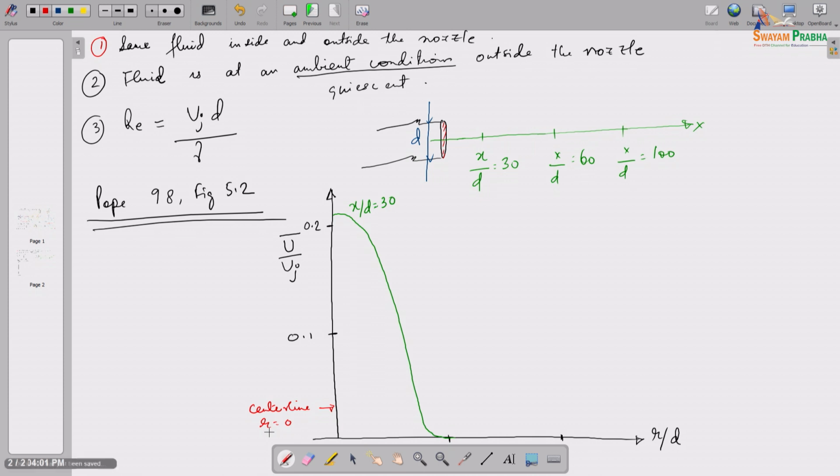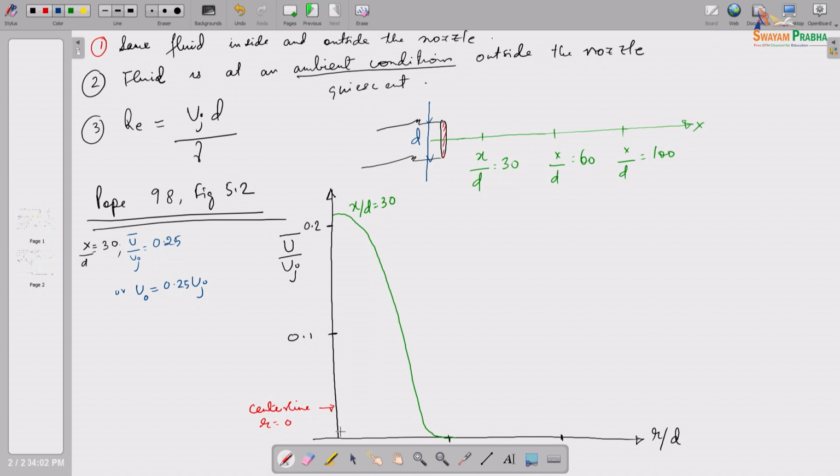So, for x by d equal to 30, u mean is equal to say 0.25, or you can say that this one is a central line. So this is actually u mean, this is actually the central line velocity. So I can write this as u mean equal to 0.25 uj. Make sense? This is 0.25 uj. Okay.